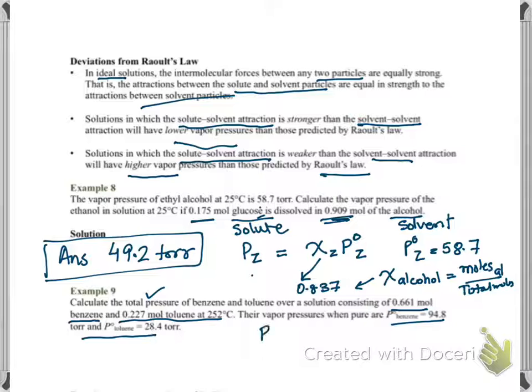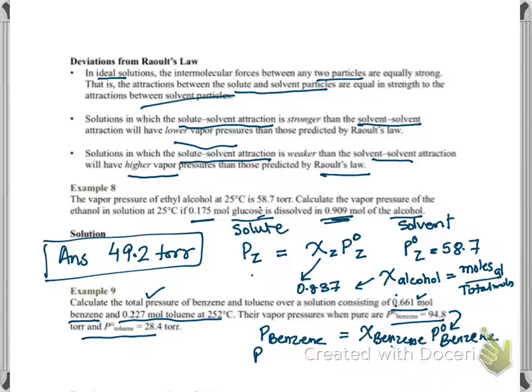First, you can calculate the vapor pressure due to benzene, which is going to be the mole fraction of benzene times the vapor pressure of pure benzene. Do I know the vapor pressure of pure benzene? Yes. Can I find out the mole fraction of benzene? Yes. I can take the moles of benzene here and divide by the total moles.